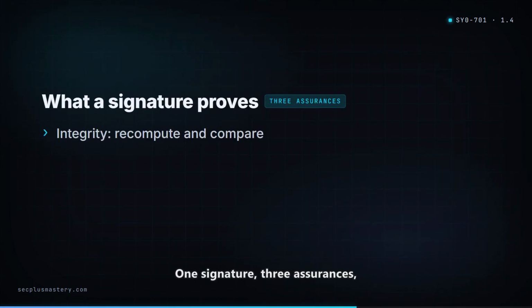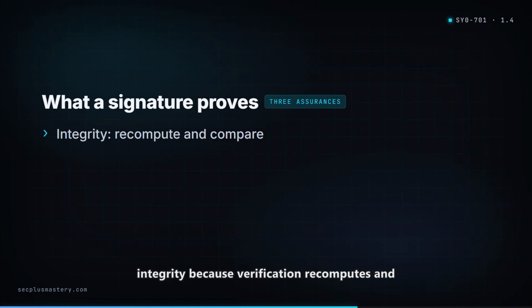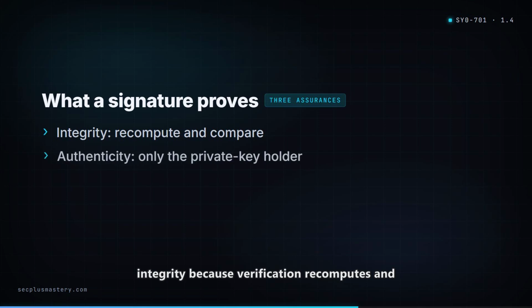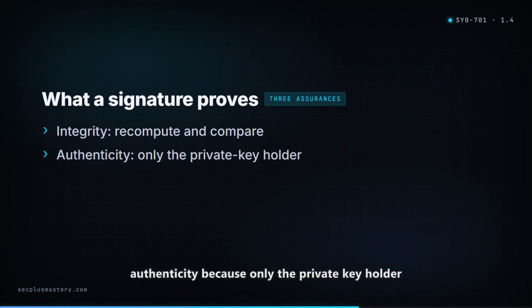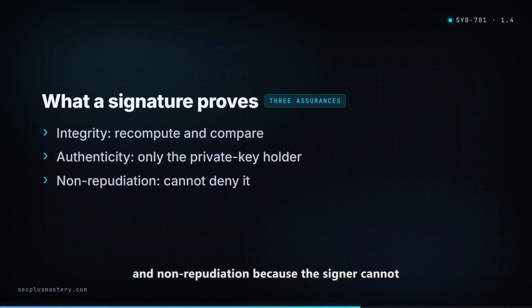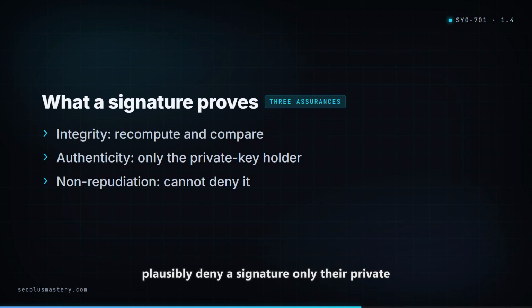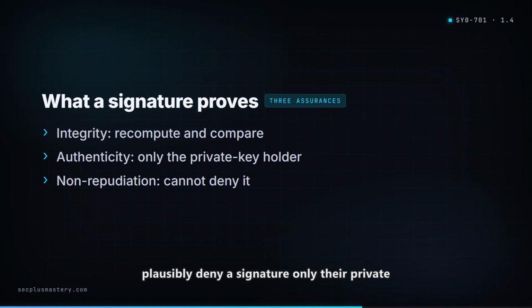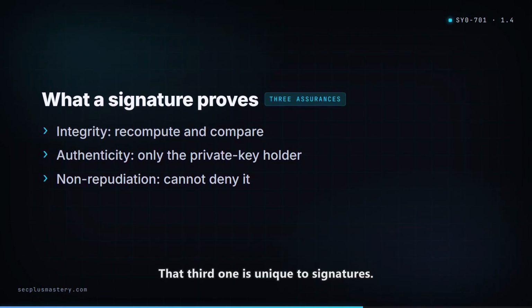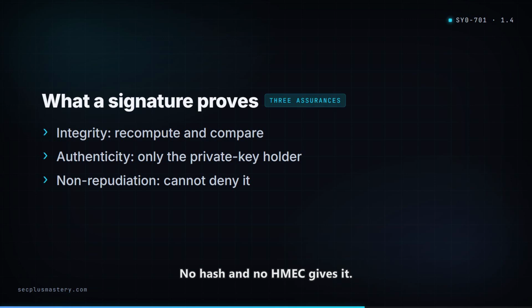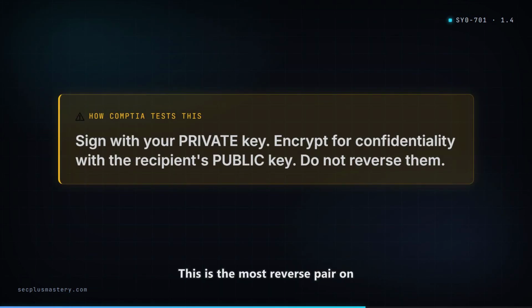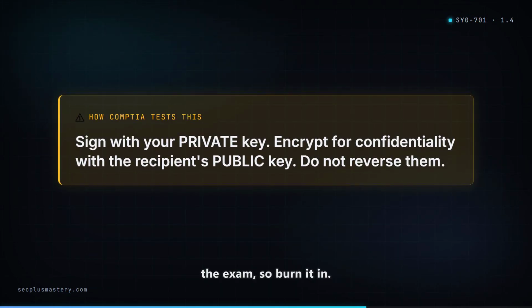1 signature, 3 assurances. Integrity, because verification recomputes and compares the hash. Authenticity, because only the private key holder could have produced it. And non-repudiation, because the signer cannot plausibly deny a signature only their private key could create. That third one is unique to signatures. No hash and no HMAC gives it. This is the most reversed pair on the exam, so burn it in.